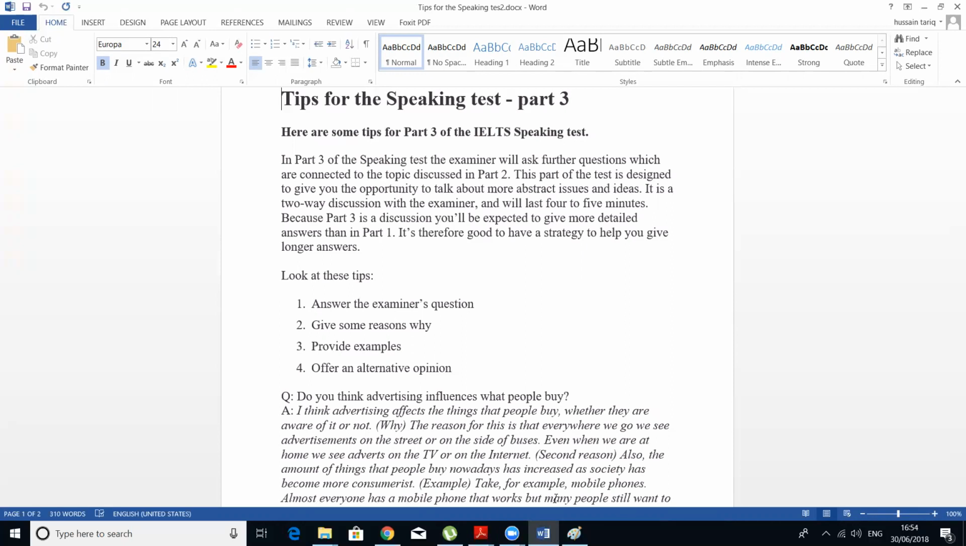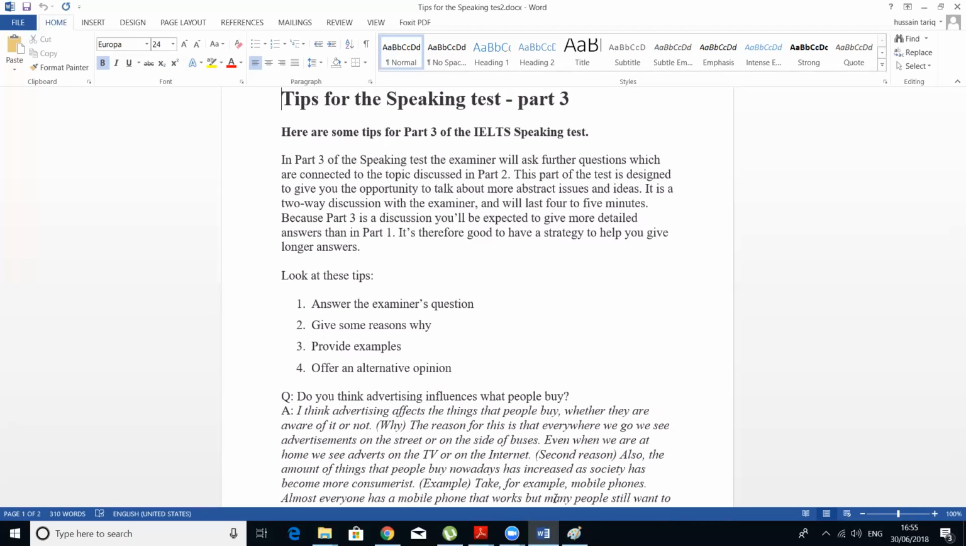Because that's where you discuss abstract ideas, that's where you support your ideas, that's where you give reasons, and that's where you also support those reasons with examples. So in part 3 of the speaking test, you are going to do exactly the same. It is a two-way discussion with the examiner and will last for approximately 4 to 5 minutes.